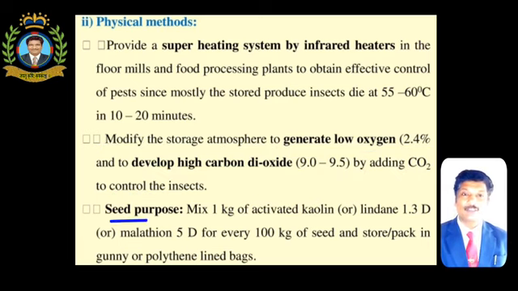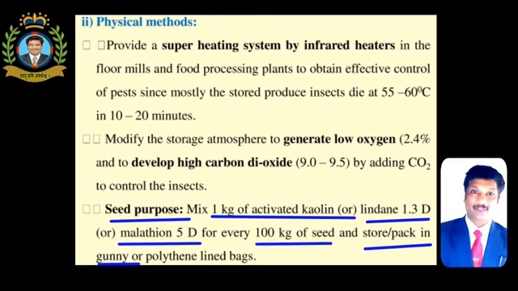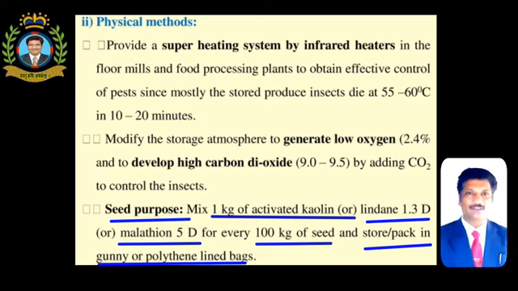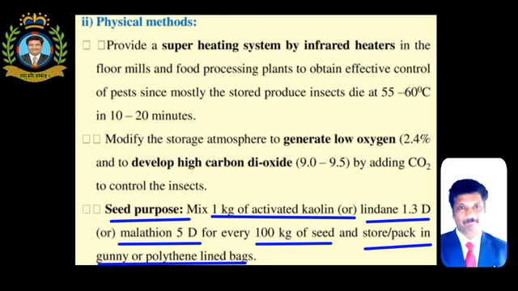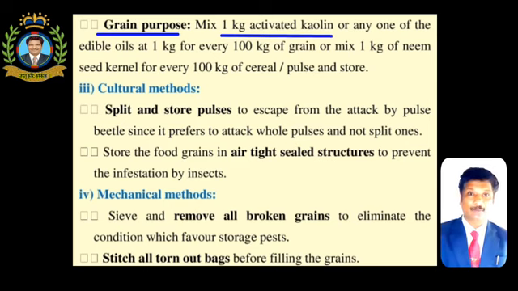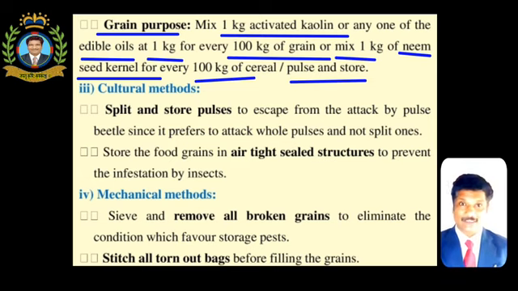For seed purpose, mixing 1 kg of activated kaolin or Lindane 1.3 in dust form or Malathion 5D for 100 kgs of seed and then stacking in gunny or polythene lined bags is a very preferred common method. For grain purpose, we can mix 1 kg of activated kaolin or edible oils, mostly at the rate of 1 kg for every 100 kgs of grains. Also 1 kg of neem seed kernel for 100 kgs of cereals or pulses while storing.